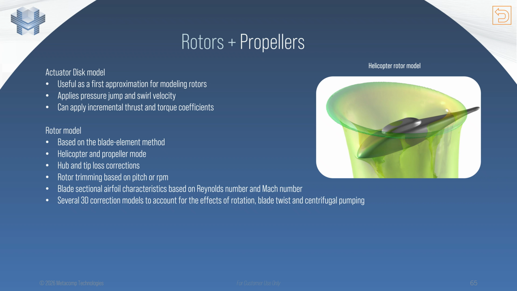Correction terms account for hub and tip losses, as well as the effects of rotation, blade twist, and centrifugal pumping. Higher fidelity transient moving mesh simulations, which require explicit meshing of the blades, can be performed to capture intricate flow interactions with rotating components.